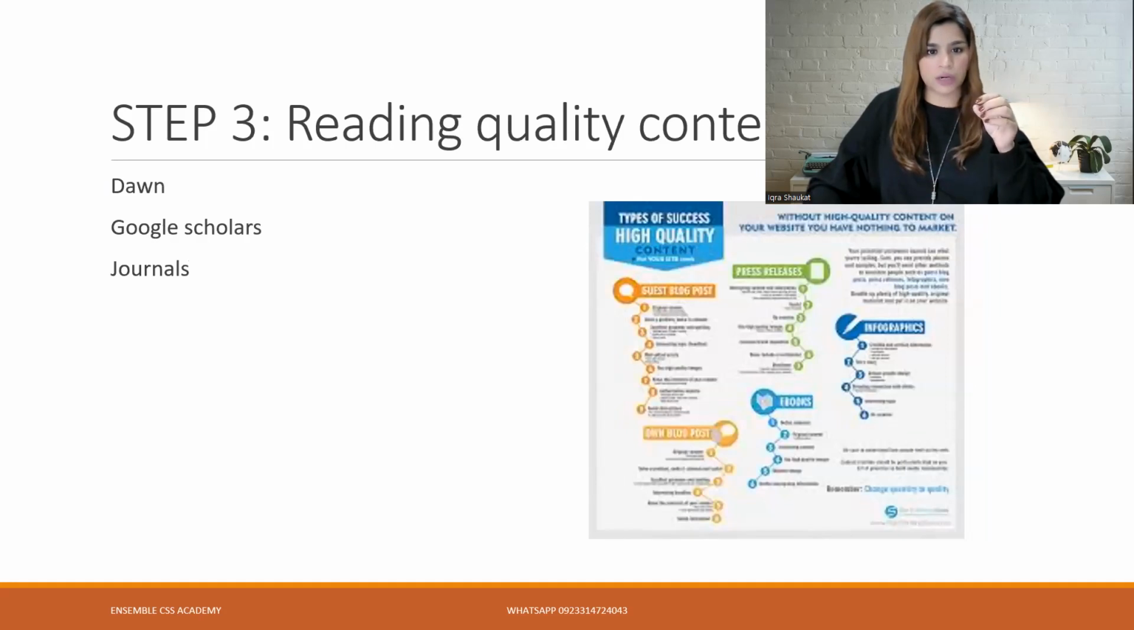Then comes reading quality content. Quality content is most important. I never go with quantity; I always go with quality. If you consult Google Scholar or journals like JSTOR, you would be in a better position to get the structure of the journal, rather than reading from a blog or low-quality material on simple websites like Wikipedia. Don't go for this type of source.